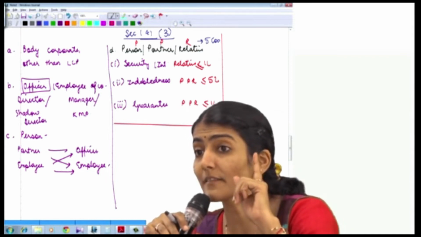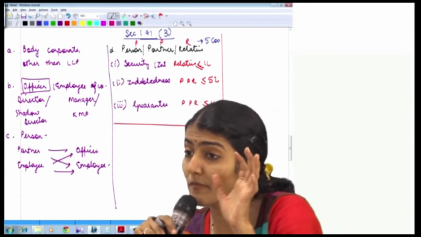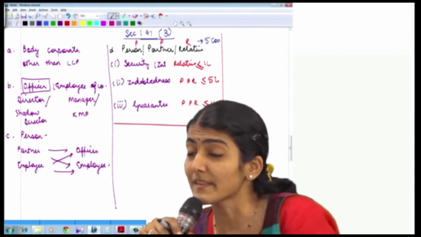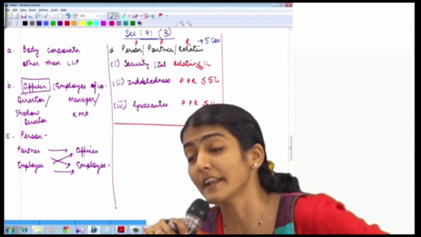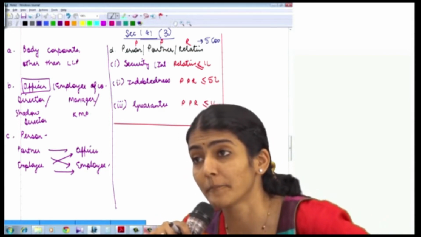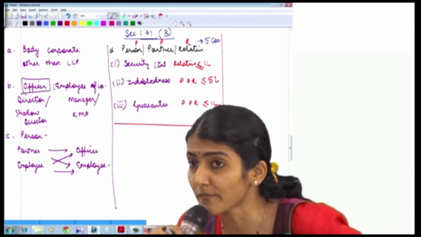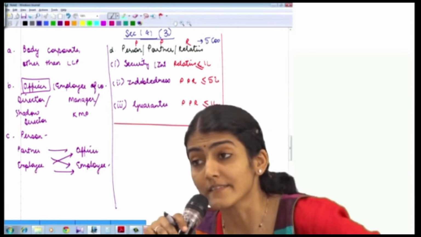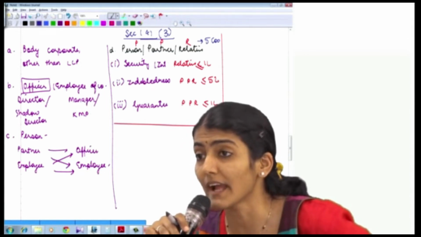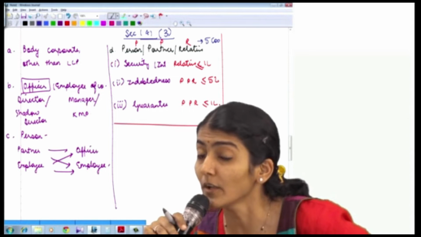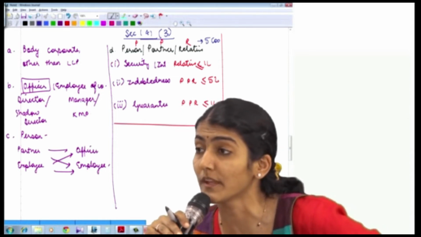My brother is holding 20,000 rupees face value shares of the subsidiary of Geo Limited. Can I do the audit of Geo Limited? No, I cannot do the audit.